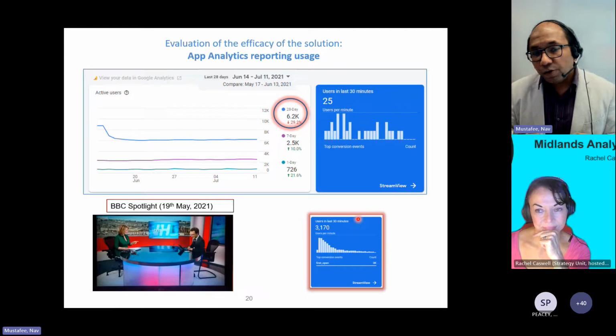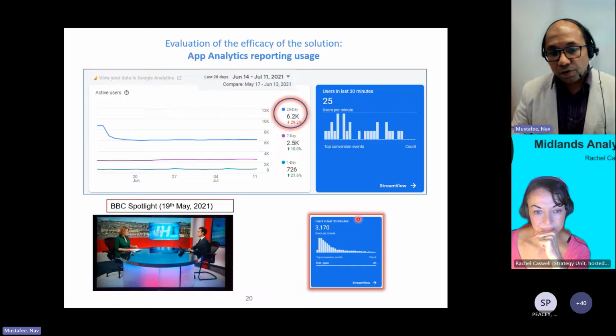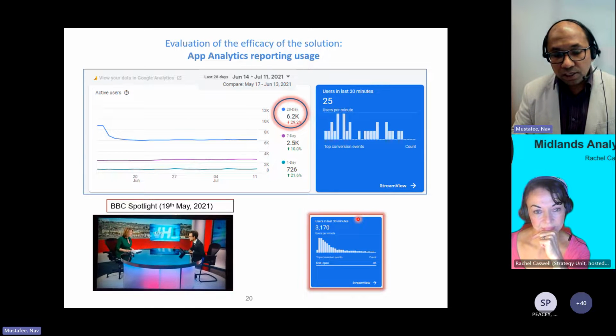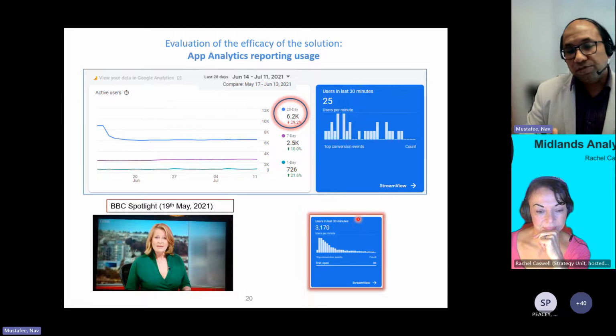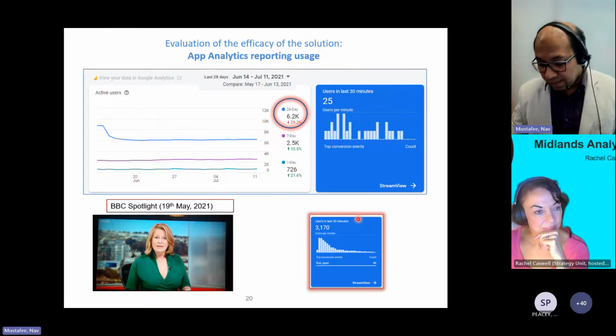So this shows that for this solution to work, there has to be constant dissemination of this approach so that people know about it and then they keep the app.